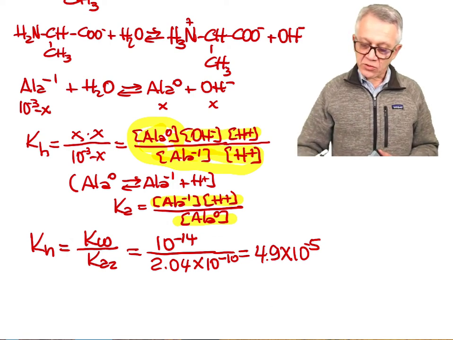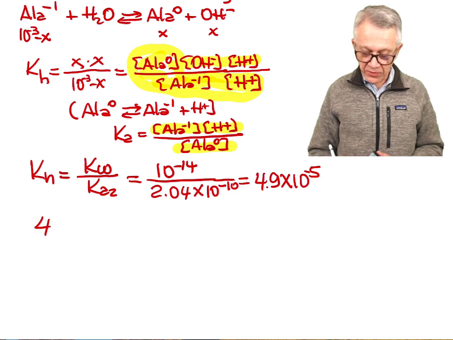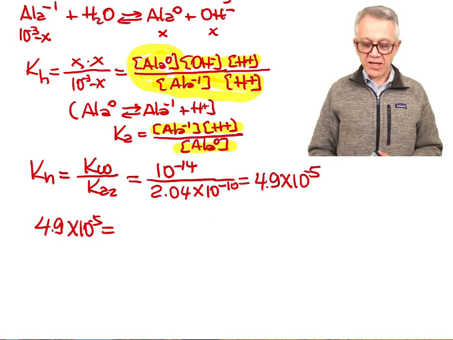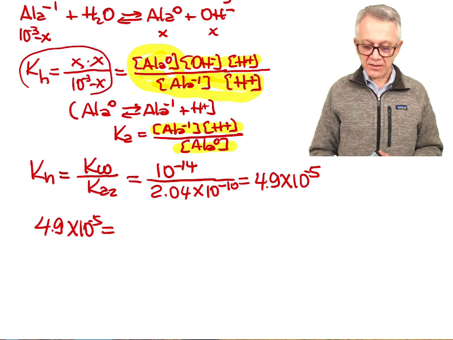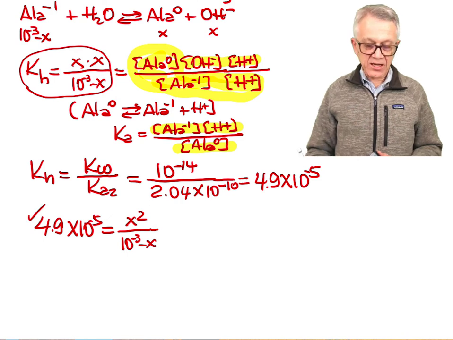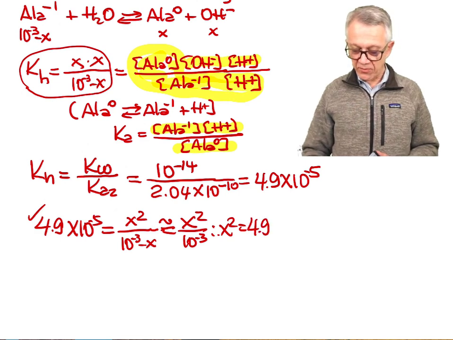So let's work a little bit more here, get more space, and then we have now 4.9 times 10 to the power of negative 5 equals, from the KH of this equation, and now I'm going to borrow from here back again, you already know this relationship, x squared over 10 to minus 3 minus x. For this case here, KH is small, so this x can be neglected. Then we would have as an approximation x squared divided by 10 to the power of negative 3. From here we then multiply this by that one, which is going to be 4.9 times 10 to the power of negative 8, right?